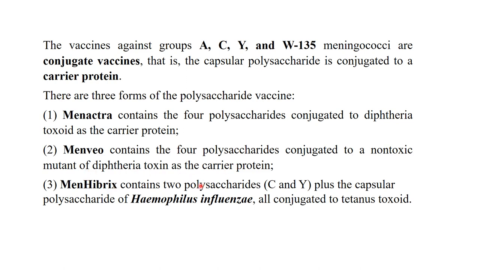Menhibrix contains two polysaccharides, C and Y, plus the capsular polysaccharide of Haemophilus influenzae, all conjugated to tetanus toxoid. When the C and Y polysaccharides and the capsular polysaccharide of Haemophilus influenzae are all conjugated with tetanus toxoid, the vaccine is called Menhibrix.